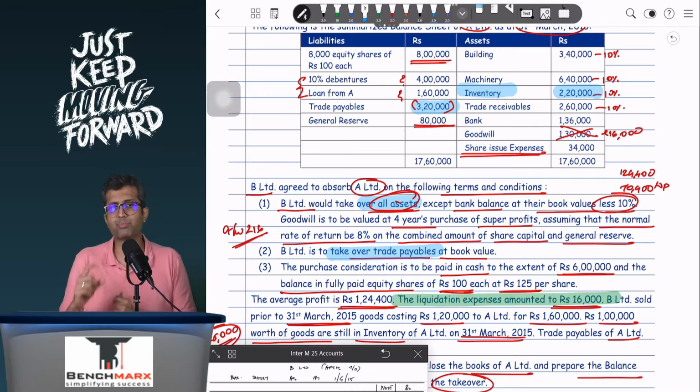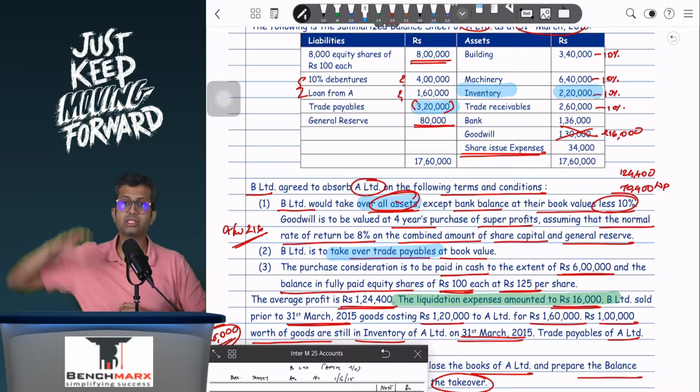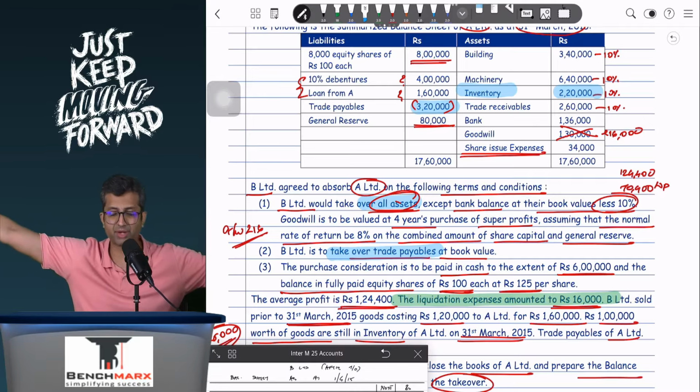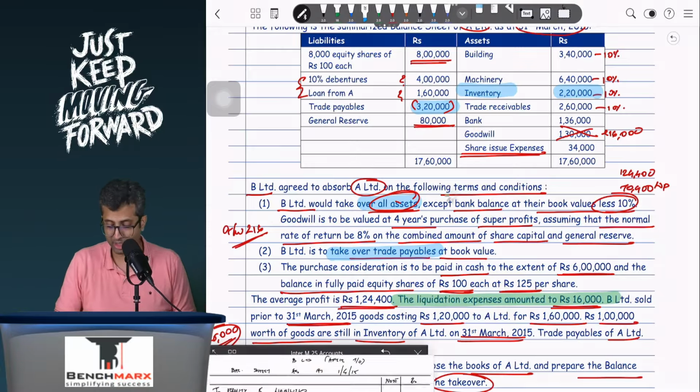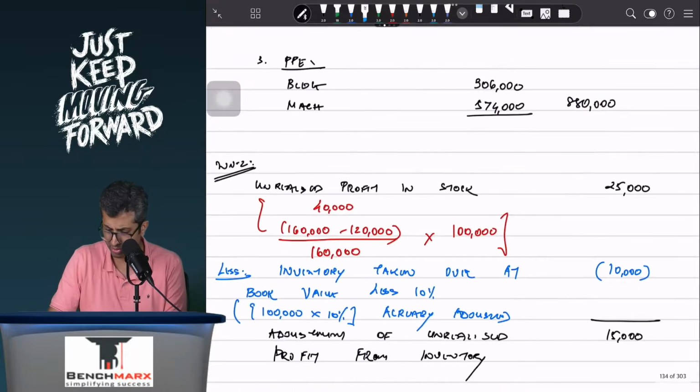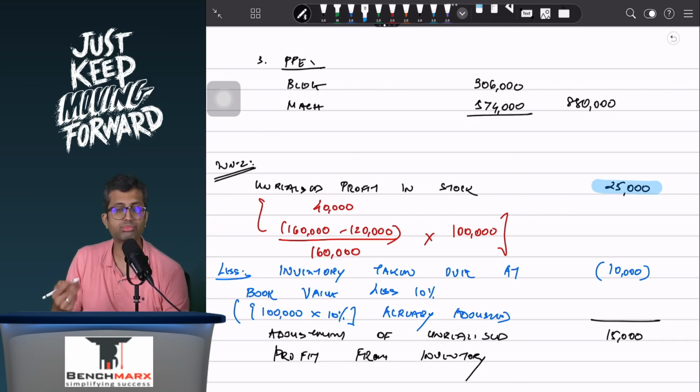And if my profit was 25,000, that is on a 1 lakh inventory, the cost would have been 75,000. Profit was 25,000, but my inventory is shown at 90,000 only, and hence I'll have to make an adjustment for 15,000. So this is an important adjustment. I think in the study material also there's the last question where this adjustment is there. So there's an unrealized profit in stock of 25,000. However, your inventory is taken over as 10% less. So 1 lakh inventory must have been taken over at 90,000, and hence inventory taken over at book value less 10%. So your inventory is only appearing at effective 90,000, and hence you will make an adjustment of 15,000.